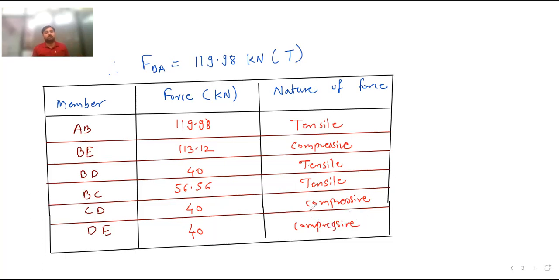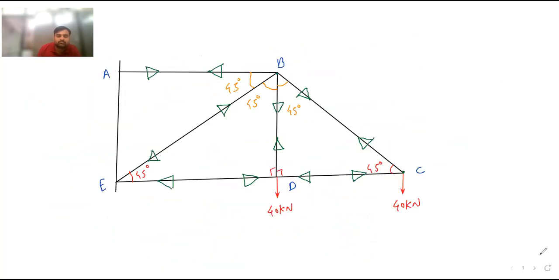So this is the final table. This table indicates to us the forces and the nature of forces in the given truss. In this way, your first problem ends. So let me know, is there any doubt? Your problem is over. You can ask me the doubt. If you are having any doubt, you can ask it to me.